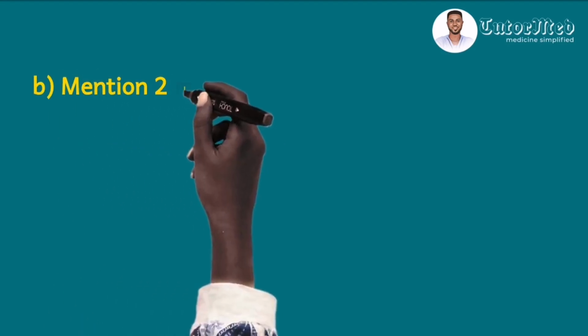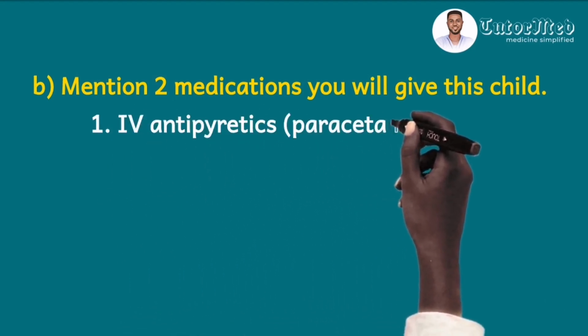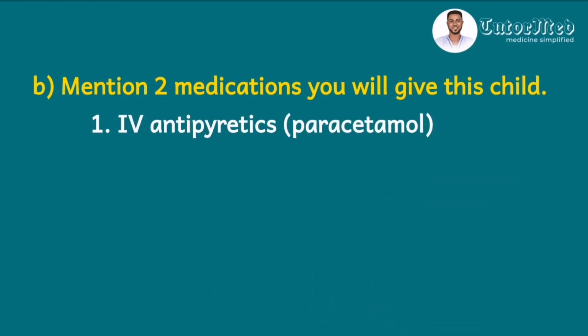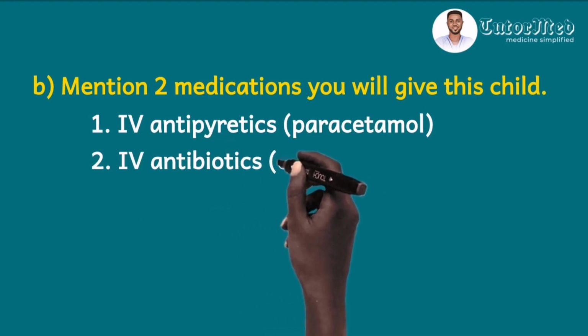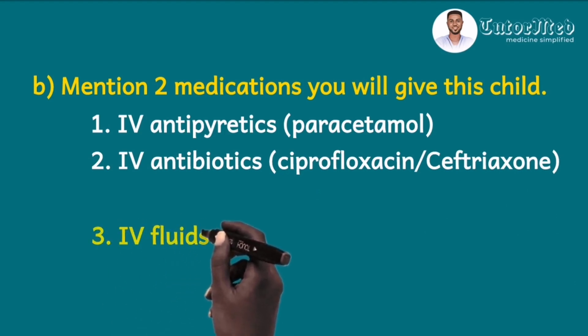Now, the second question in this clinical vignette says, mention 2 medications you will give this child. So we go back to the question and we realize that the patient came with fever. So what do we do? We would give IV antipyretics, and typically we give paracetamol. And because we are thinking of enteric fever, we give IV antibiotics. And then classically we give either ciprofloxacin or ceftriaxone. Then the question has asked us for 2 medications, and so we end there. But other medications we can give include IV fluids, although typically it is not a drug, but it is considered medication.